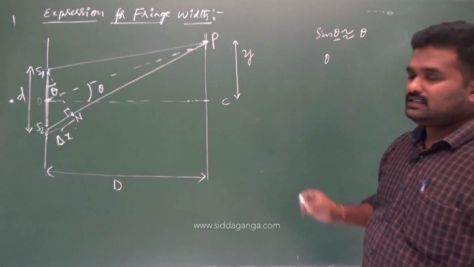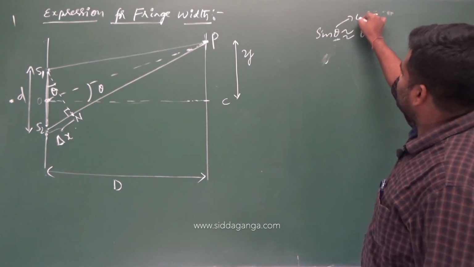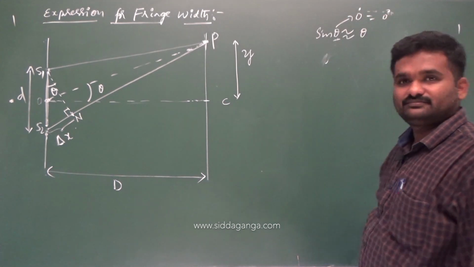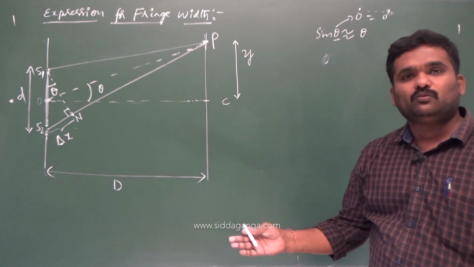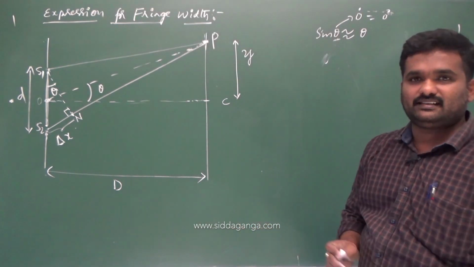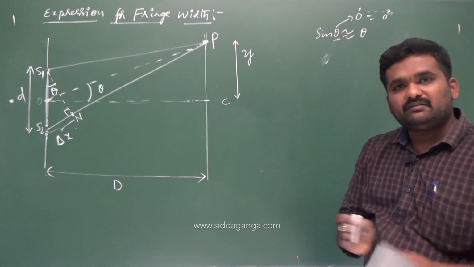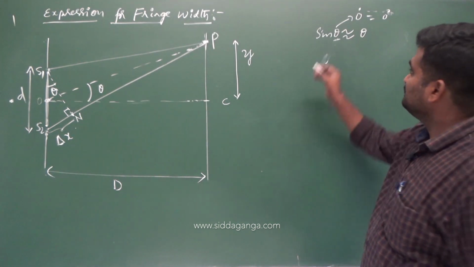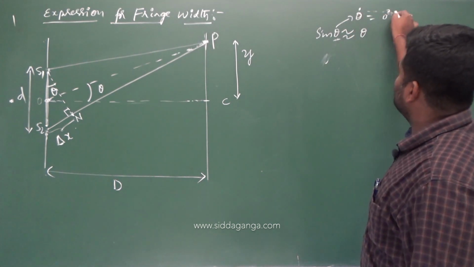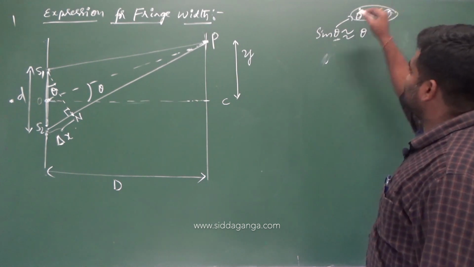What is the value of sin 0? Sin 0 will be 0, right? Sin 30 is 1 by 2, which means between 0 and 30 degrees all the values lie between 0 and 0.5. So sin theta is almost equal to theta if the values are very close to 0.